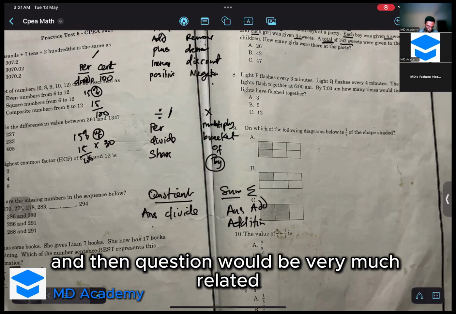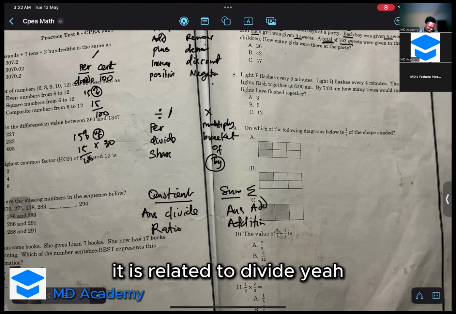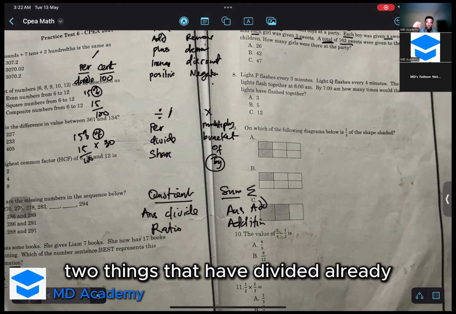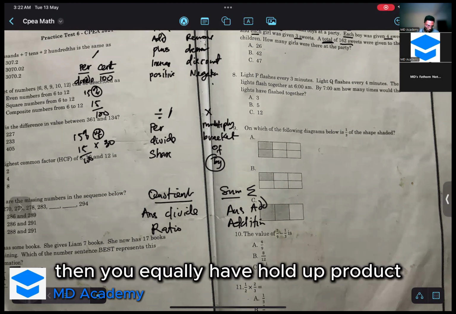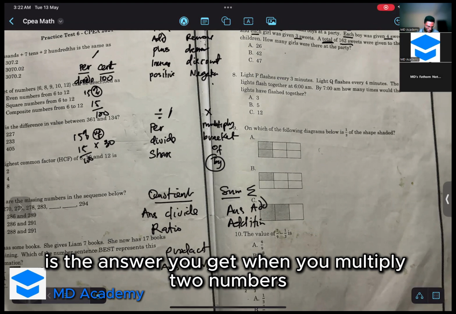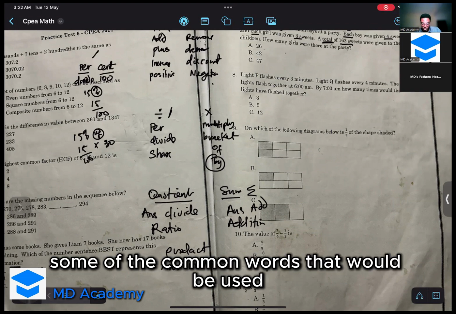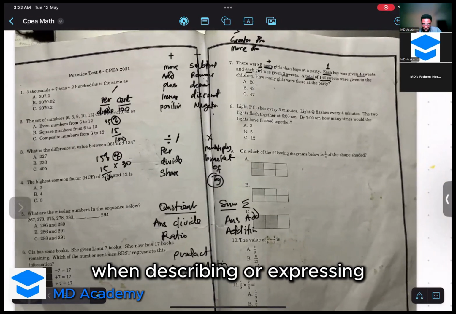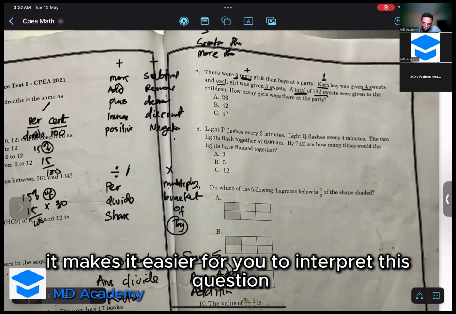And then quotient will be very much related to the word ratio. And I hope I mentioned that it is related to divide. Yes, because it gives the impression of things that have divided already, or how two things divide already. Then you equally have product. Product, of course, is the answer you get when you multiply two numbers. I think we've covered some of the common words that will be used when describing or expressing. Look out for them. Once you memorize them, it makes it easier for you to interpret this question.